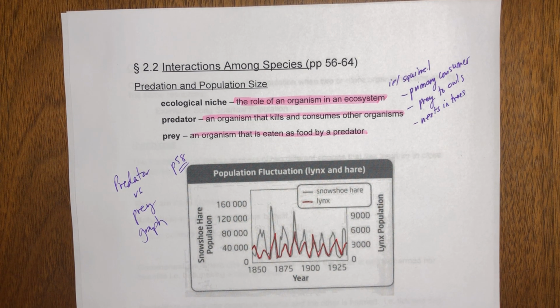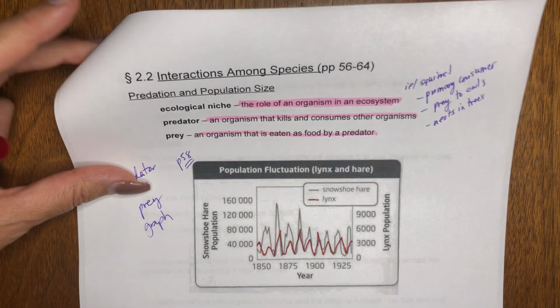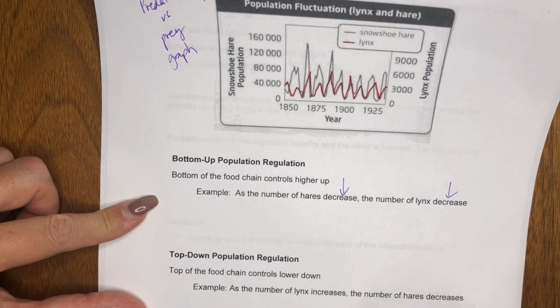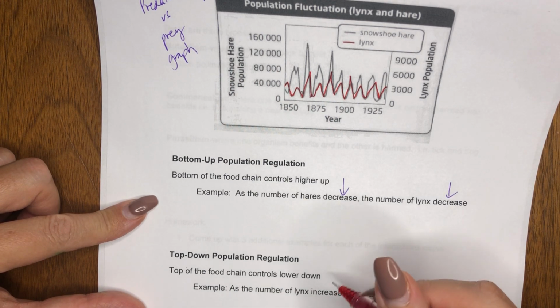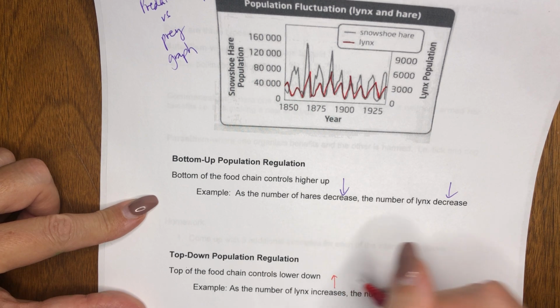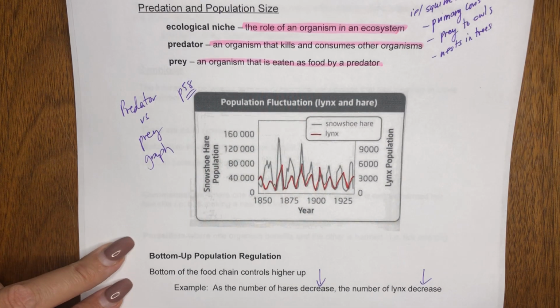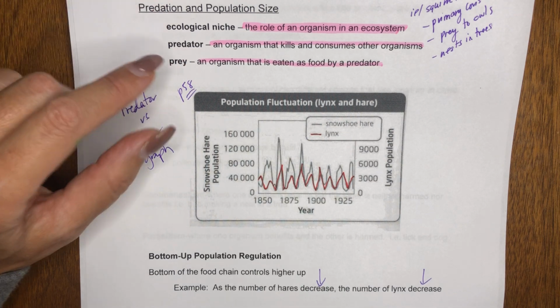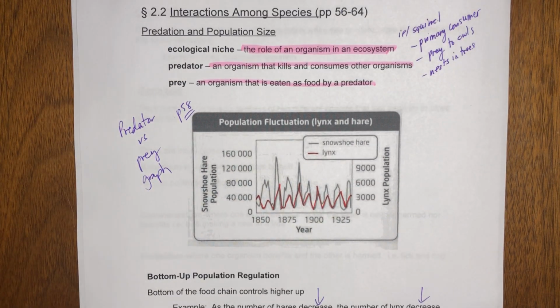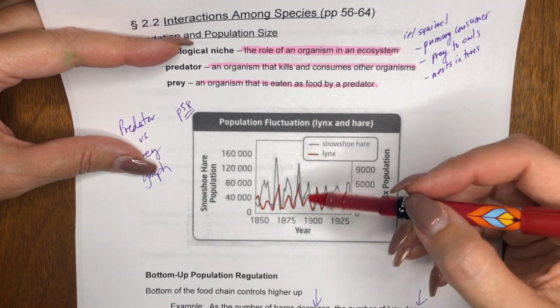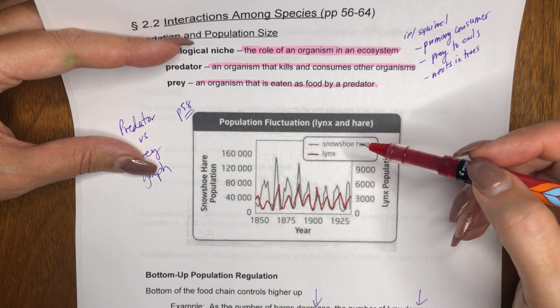The other type of regulation that's happening is top-down regulation. So this is where the top of the food chain controls lower down. So in this case, as the lynx increases, the hares will decrease. So let's see where we can find that happening. Okay, so take a look here. I'll put that definition back in a moment so you could see it. So where the lynx increases and then the snowshoe hare will decrease.